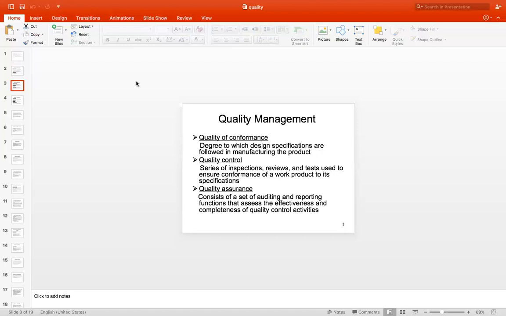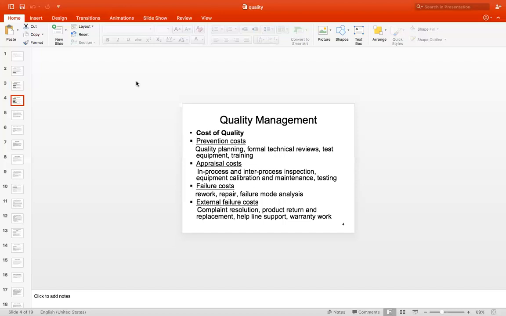That assurance, in order to make sure that the reviews and inspections are being done correctly and everything is perfect, again you need to have some auditings. So by doing those auditings, we can assure the quality. So quality control is done by doing the series of inspections, reviews and tests, and quality assurance is done by doing some auditings on the completeness and the effectiveness of your quality control activities, whether your quality control activities are being done correctly or not. Basically that auditing is done.